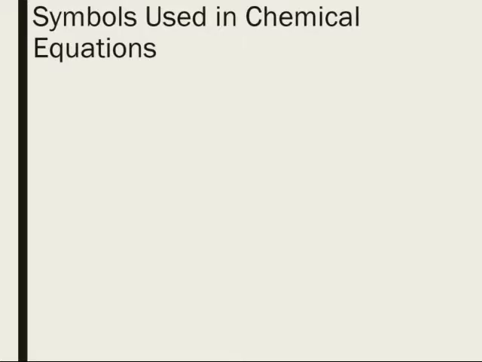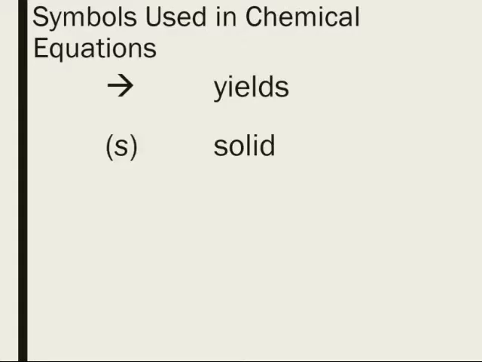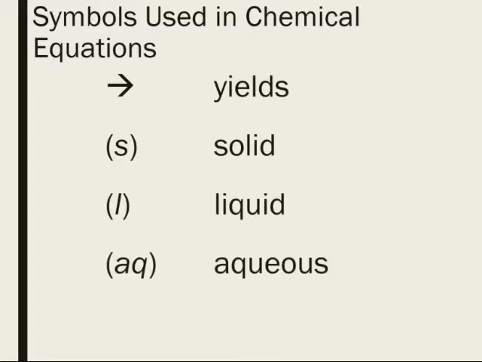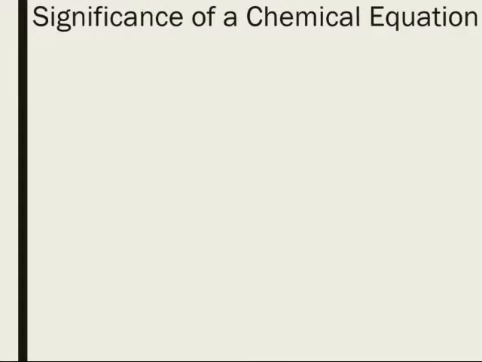Some common symbols often used in chemical equations. We have the arrow, which refers to yields. Out loud you can say reacts to form or gives, or you can simply use yields. We have (s), which refers to the solid state. We have (l), which refers to the liquid state. We have (aq), which refers to the aqueous state, and we have (g), which refers to the gaseous state.